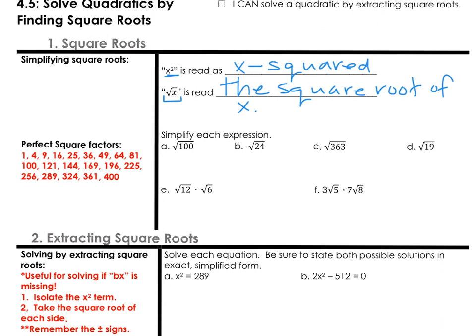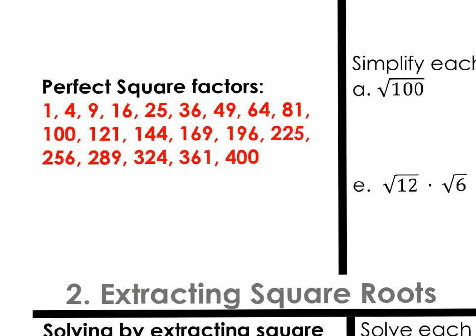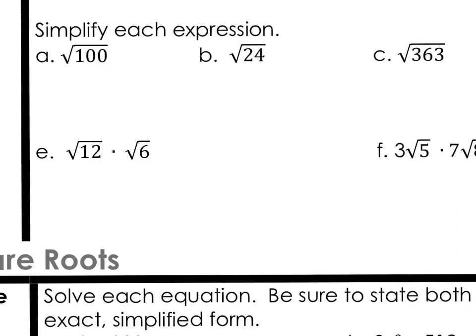What's going to be helpful to us in simplifying is knowing our perfect square factors. We've used these already in factoring, but they're also useful in simplifying square roots. These are the perfect square factors from 1 to 20. Pause the video and write them down as a quick reference, and we'll use these to simplify the examples on the right-hand side. Once you've written them all out, press play, and then we'll use them.